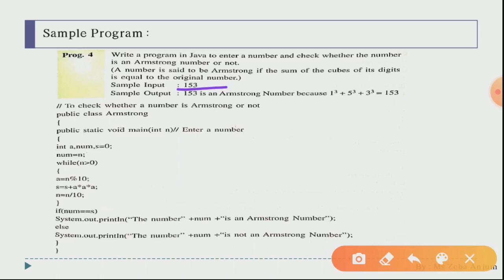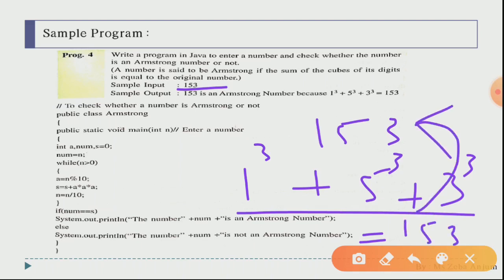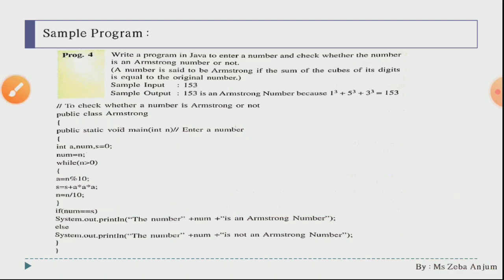You have to break every digit of 153. You have to take the cube of every digit and do the addition. If this overall calculation gives you a number equal to the original number, then this is your Armstrong number, and if it is not equal, then this is not an Armstrong number. Okay, so let us start with the solution.